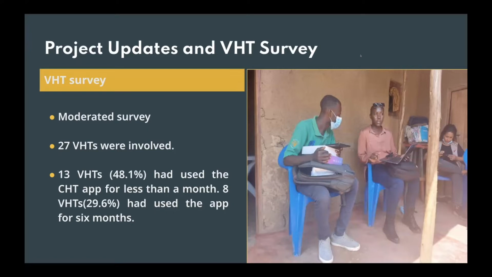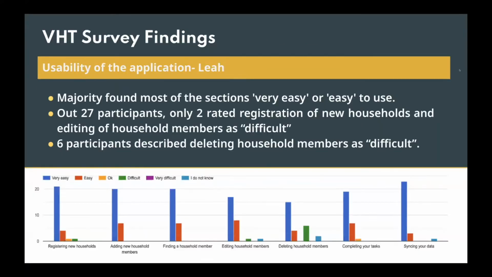So 20 VHTs were involved, and out of the 27 that we surveyed, 13 had used the app for less than a month, and 8 had used the app for 6 months. We wanted to hear about the usability of the application. So we asked them about functionalities in the app, especially about how easy or difficult it was to use those functionalities or features. And the majority of them found most of these sections very easy to use.